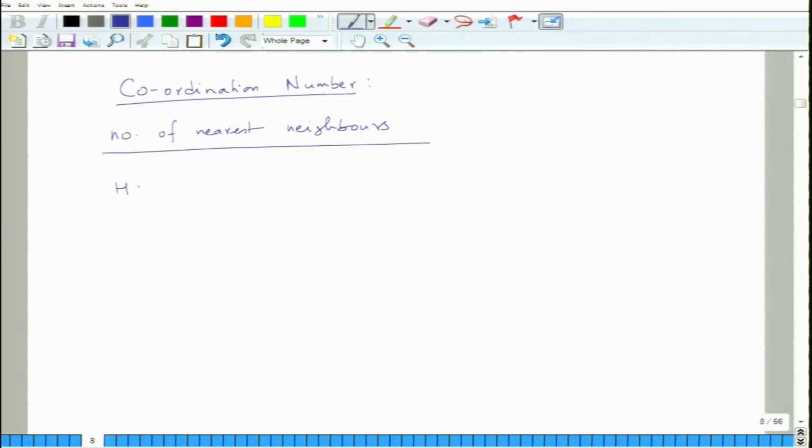So for the HCP or FCC case, as we have seen in the close packed structure, you have an arrangement like this, right?